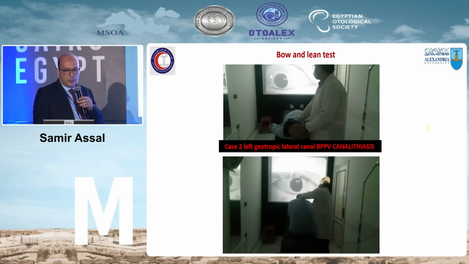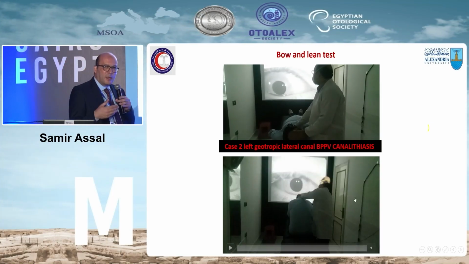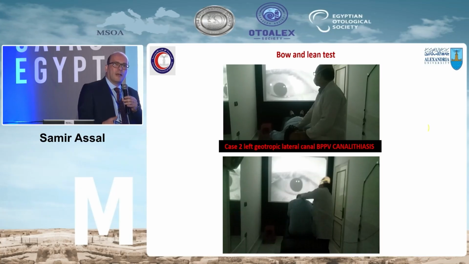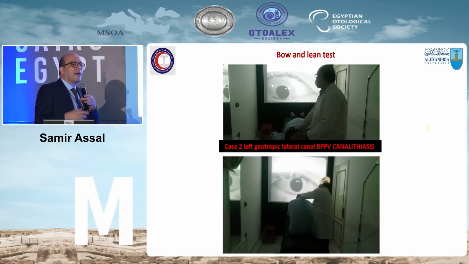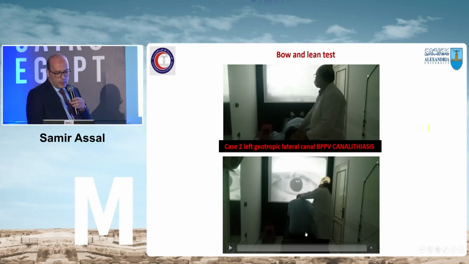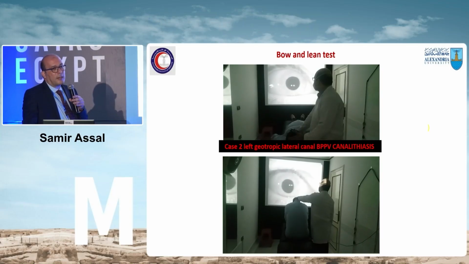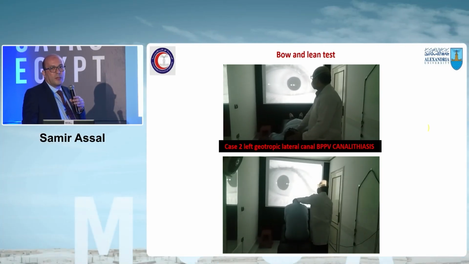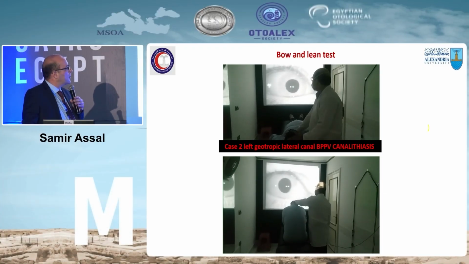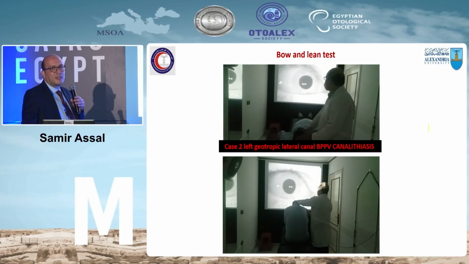So let us see Bow and Lean in this patient. Because he is geotropic, the Bow nystagmus will be toward the affected side, and the Lean nystagmus will be toward the unaffected side. So for the same patient in the Bow position, he has a left lateral canal BPPV, so the Bow nystagmus will give a left beating nystagmus. So the Bow is beating toward the affected side because it is geotropic form.